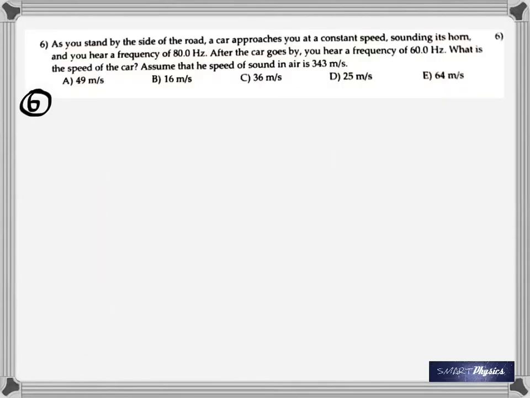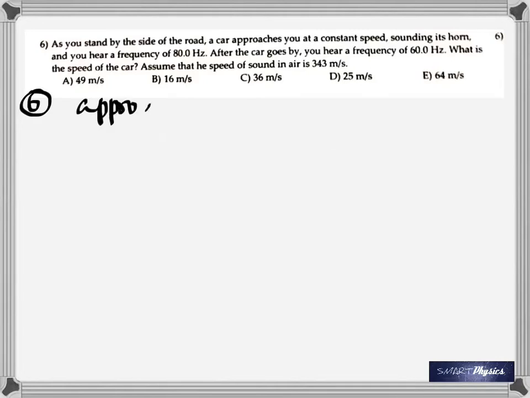In the sixth one, as you stand by the side of the road, a car approaches you at a constant speed. So it's approaching you, that means the frequency would appear to go up. And you hear a frequency of 80 hertz. After the car passes by or goes by, you hear a frequency of 60 hertz. What is the speed of the car?